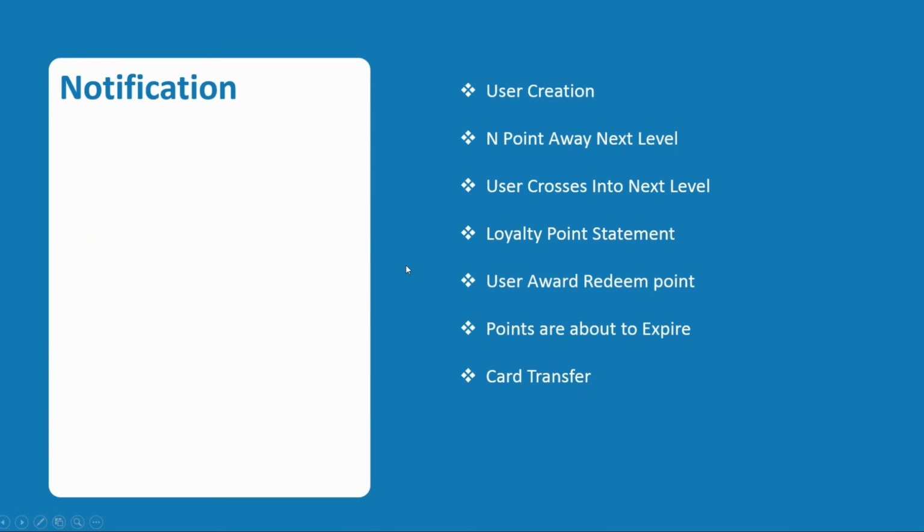Now, important with this are the notifications for loyalty and the interaction with the customers as they actually use the system. We have various notification points in here, such as user creation, so many points away from the next level, user crosses into the next level, your loyalty point statement to know exactly how much you have and where they are, and your user award redemption. So whenever the user spends their points, they will get alerted to that.